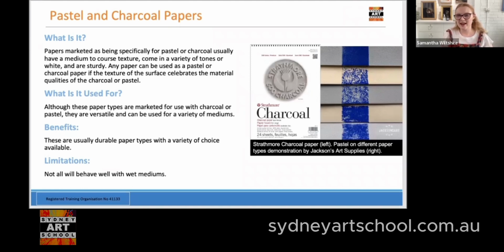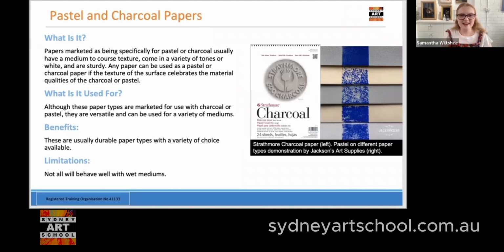It doesn't tend to have a commercial use, at least in examples where it is marketed as being specifically for charcoal and pastel use. We know, of course, that we could use a whole different variety of combinations of mixed media on these surfaces as well.